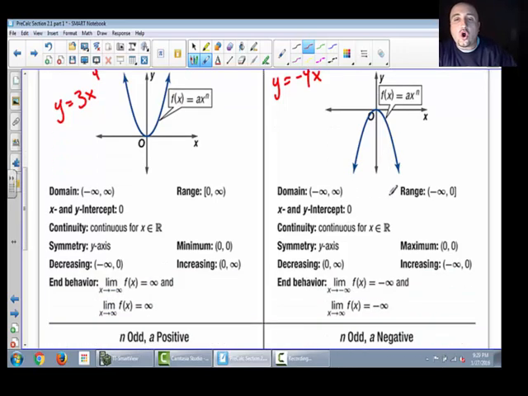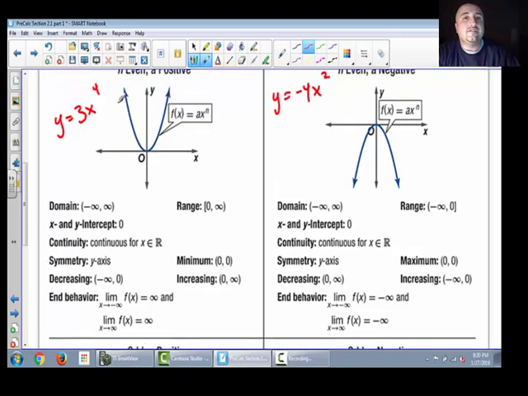Okay, and all of these properties are true. Domain, range, all of these properties. So the domain of this would be negative infinity to infinity. Range would be 0 to infinity. This one would be the range would be negative infinity to 0. Okay, they're all continuous. They're symmetric about the y-axis. You can flip them over the y, and they're still the same on both of these. They increase in certain spots. All of these properties hold true if these circumstances are fulfilled.